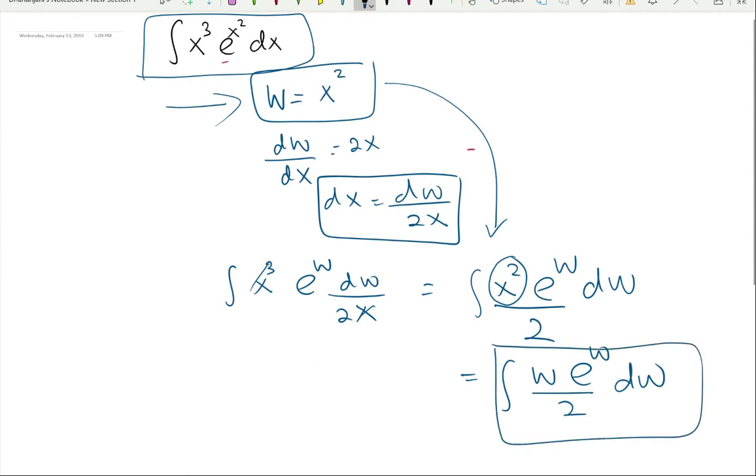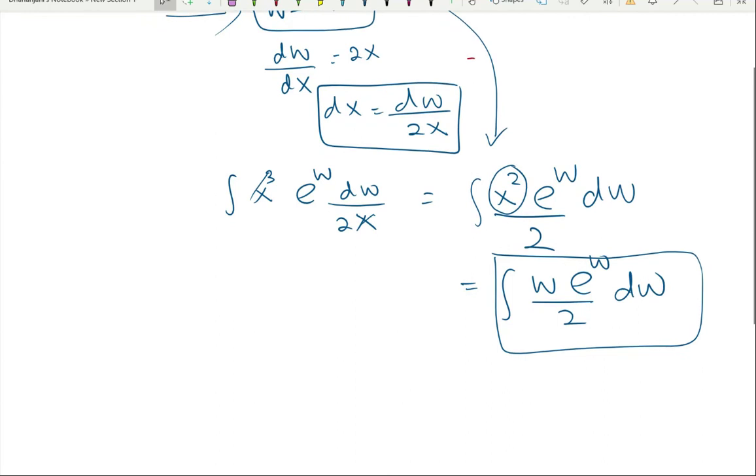Now the question is, can we integrate this new integral? Well, we can't, right? Again, it's w times e to the w. It's not a basic integral. It's a multiplication of two functions, w and e to the w. How are we going to integrate that? You might think, well, integration by substitution didn't work. Integration by parts didn't work. Where am I going with this video, right? But I want you to take a big breath and see what we can do here.